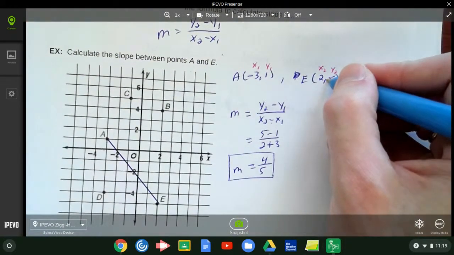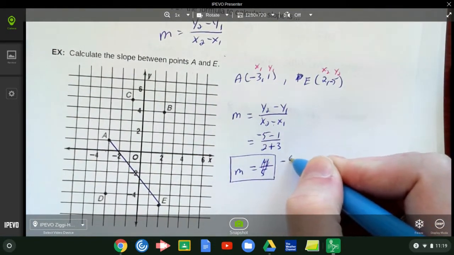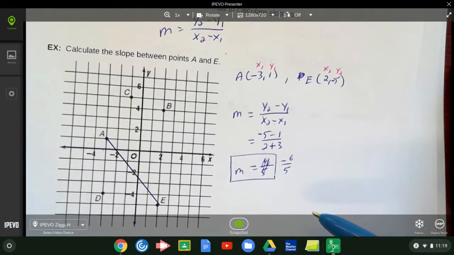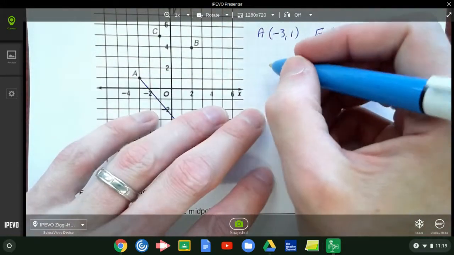This should have been a negative 5, which gives me a negative 5 here, which actually makes that a negative 6 over 5. So watch out for mistakes like that. It's easy to miss that negative. So back to this, my midpoint now.